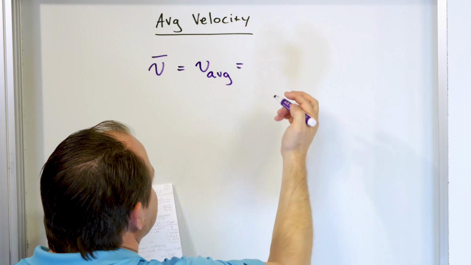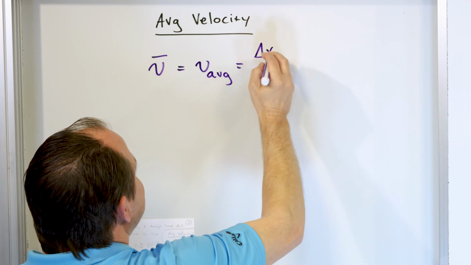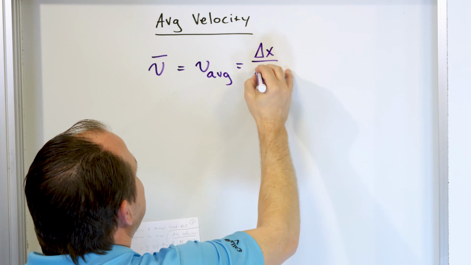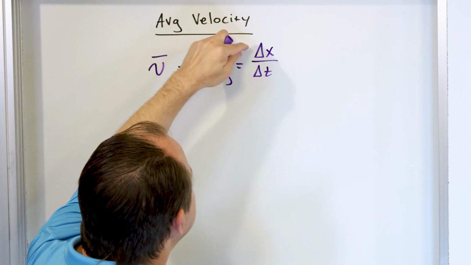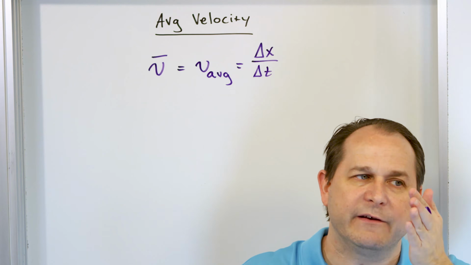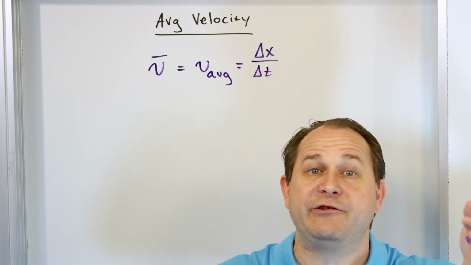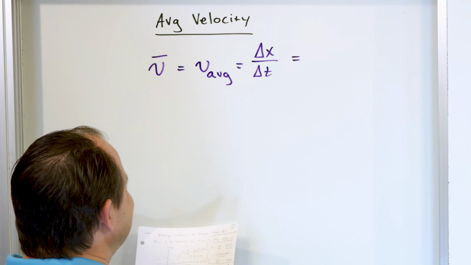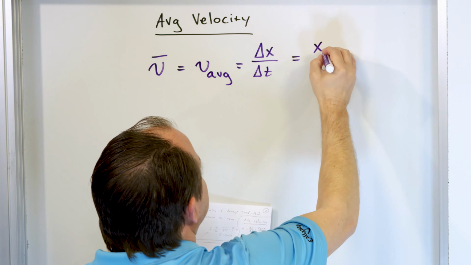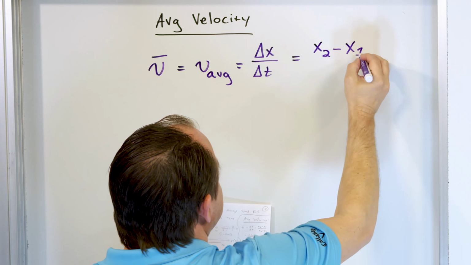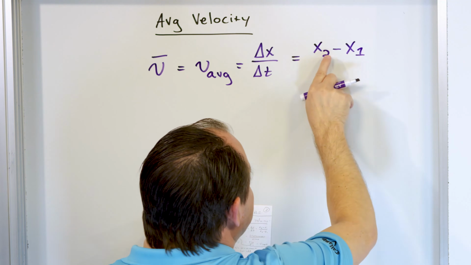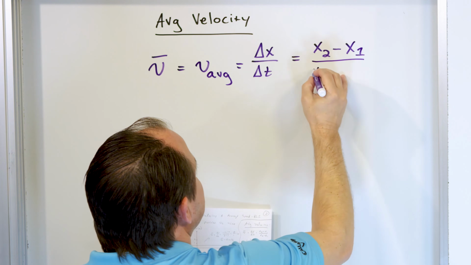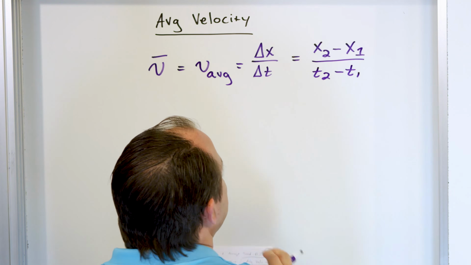Now, in shorthand notation, we say that it's equal to delta x. That means the change in the x position, how far it moved, the distance, divided by the change in the time that's elapsed. So these triangles, remember, they mean change. So it means change in the position divided by change in the time, right? Now, we already learned in the last lesson what delta x is. That's the displacement. It's the final position minus the initial position. It's the subtraction of the two positions divided by the change in the time. So it's the final time minus the initial time, right?